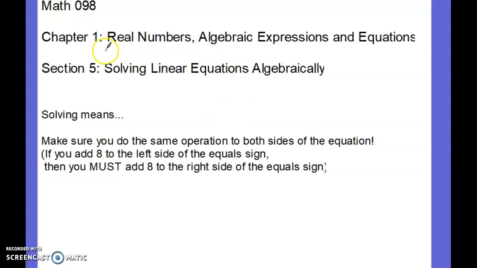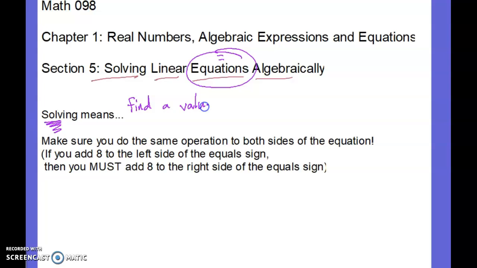So we're ready for section 1.5, and we're finally getting into solving linear equations. The first thing is, if we're talking about equations, these have equal signs. And I think it's important to realize that solving actually means something. The word solve means to find a value for a variable, usually x, that will make the equation true.